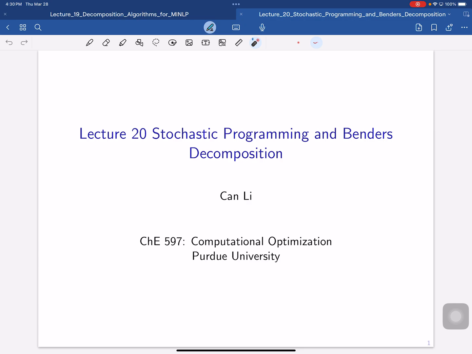And in the next few lectures, we will talk about a couple of decomposition algorithms for problems with a very special structure. In other words, those problems have a so-called decomposable structure. In the first lecture, we will talk about Benders decomposition.